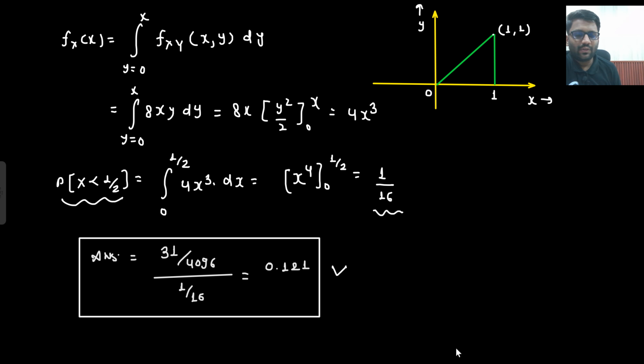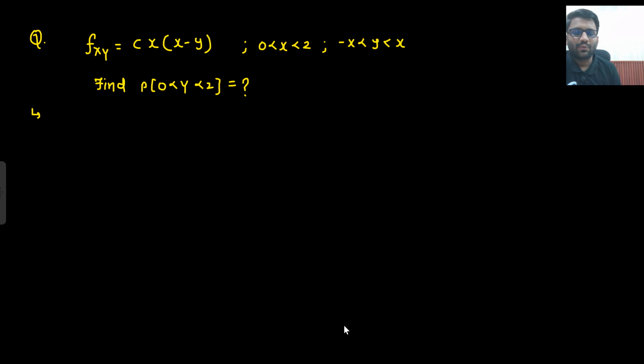So we have solved this question. Now we need to solve this particular question. f(x,y) is given, the limit of x is given, the limit of y is given. You need to find the probability of y taking value between 0 to 2. So this is something that I need to find, probability of y taking value between 0 to 2.